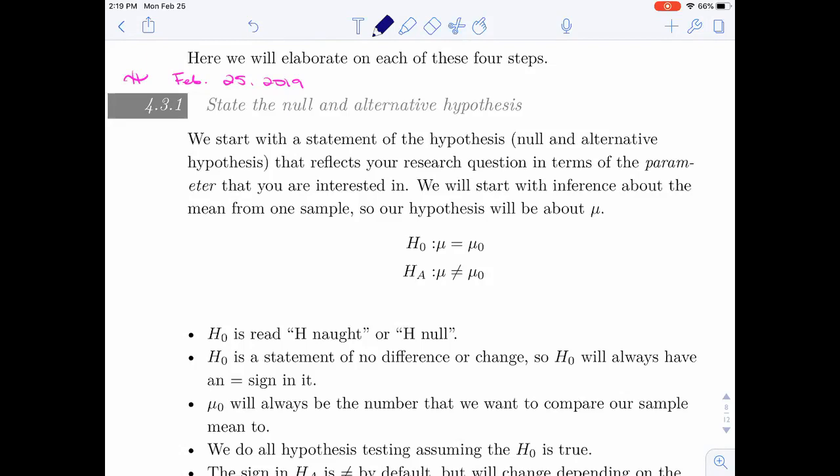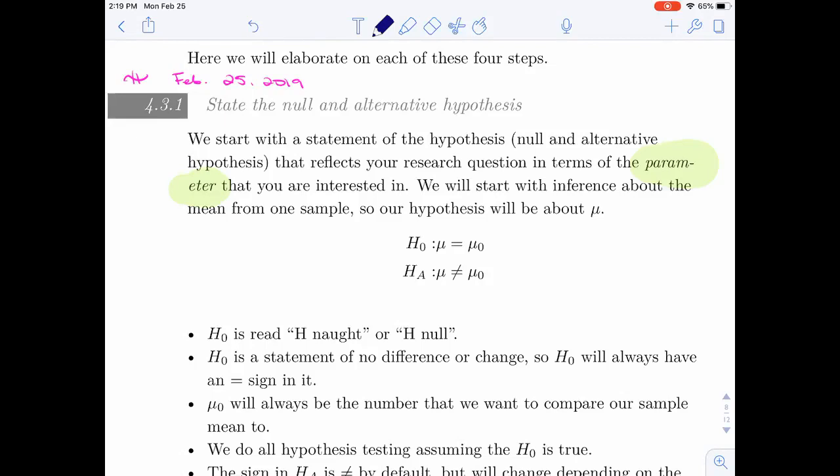So the parameter, remember from like first or maybe second day, is a calculation from the population, right? Or a measurement from the population. So a parameter has to be something like mu. It's going to be a Greek letter, because we're going to start talking about the mean. All our hypotheses will be about mu.